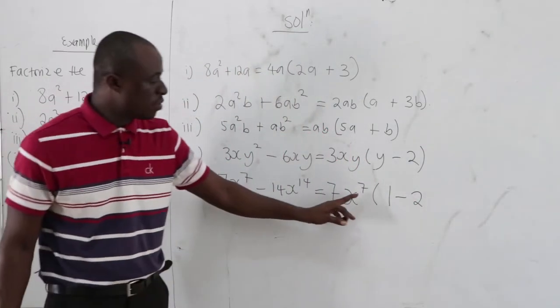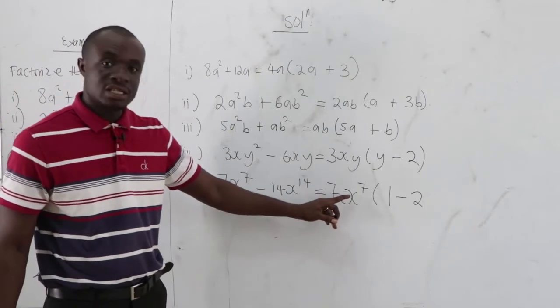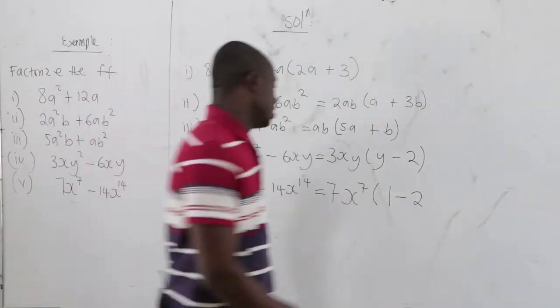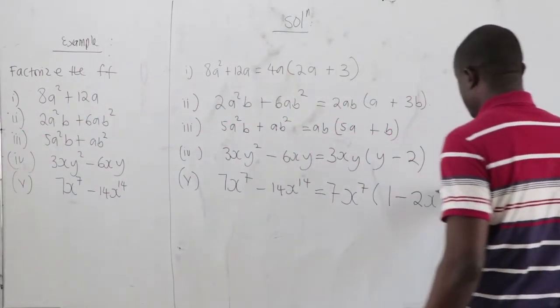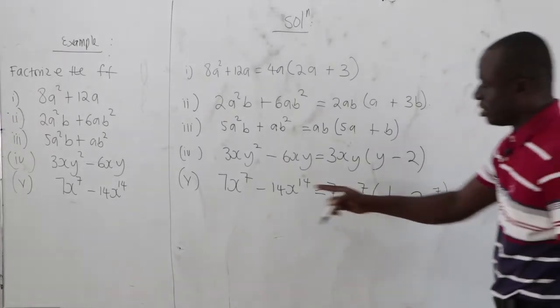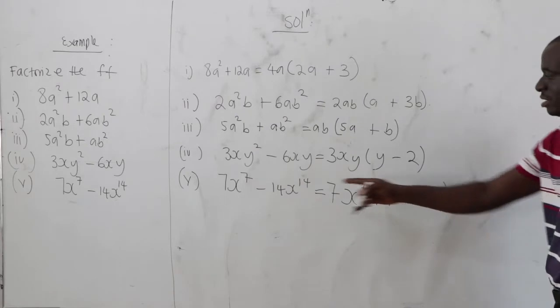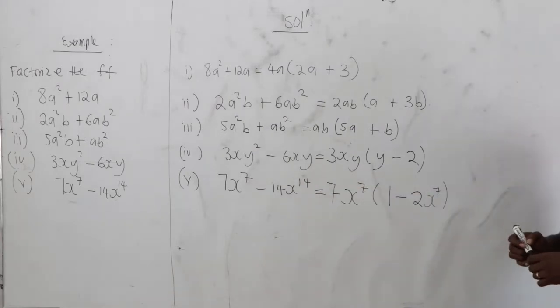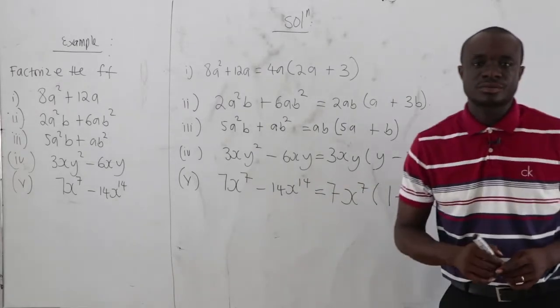But in the numerator, we know that when the bases are the same and we are multiplying, we add. So here becomes x to the power 7. So 7 times 2, that's 14. And then 7 plus 7, that would also be 14.